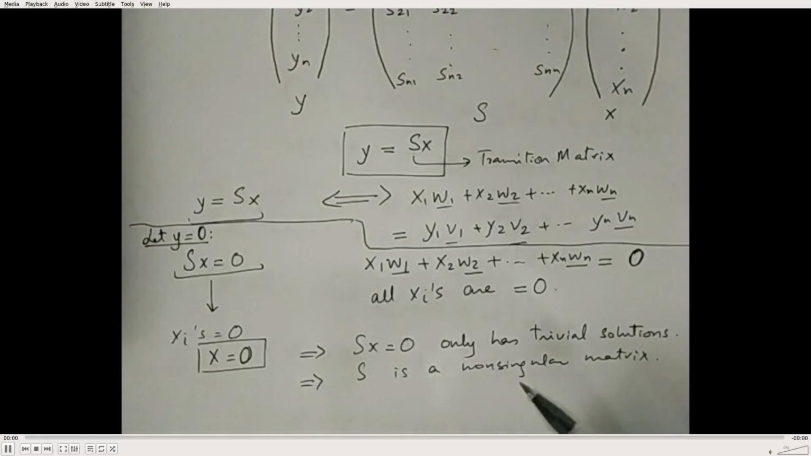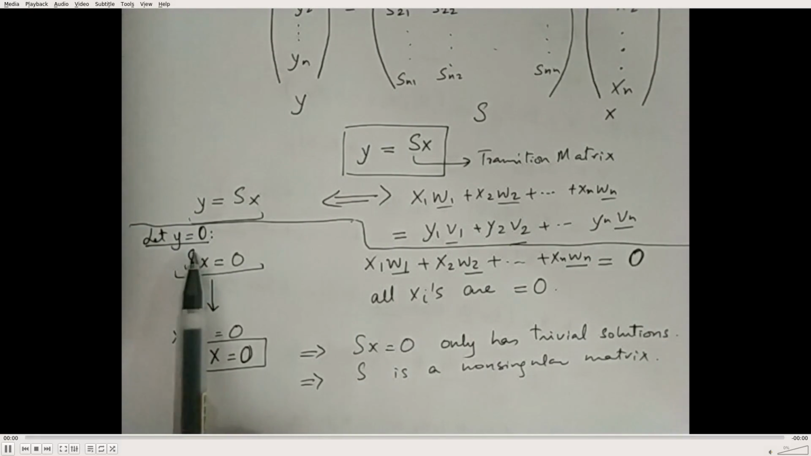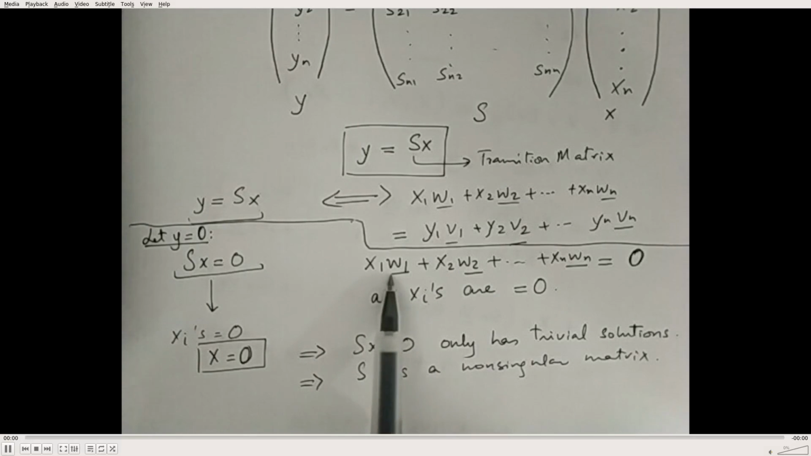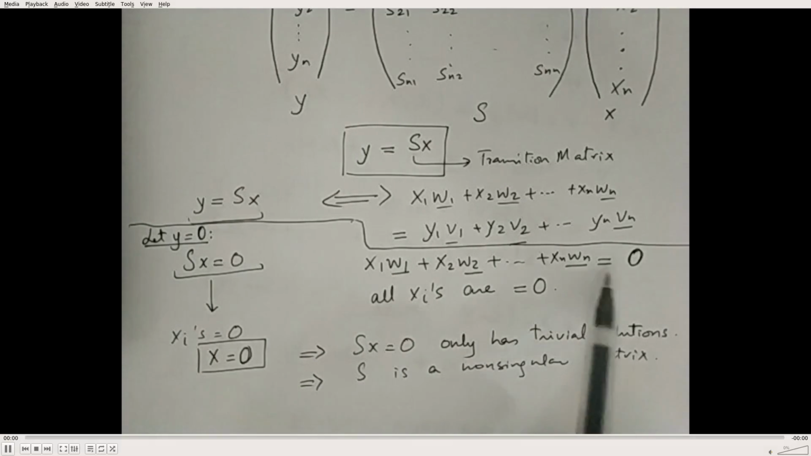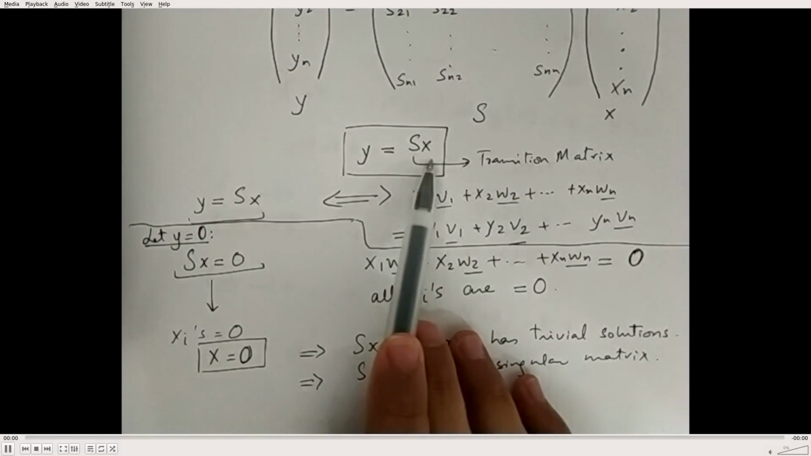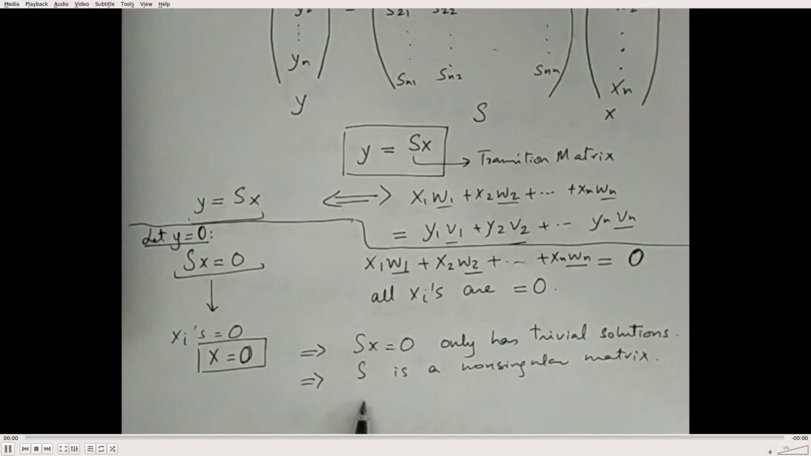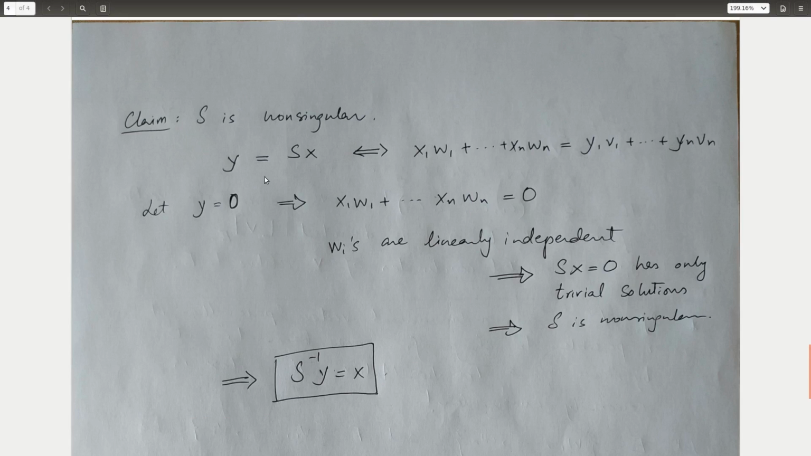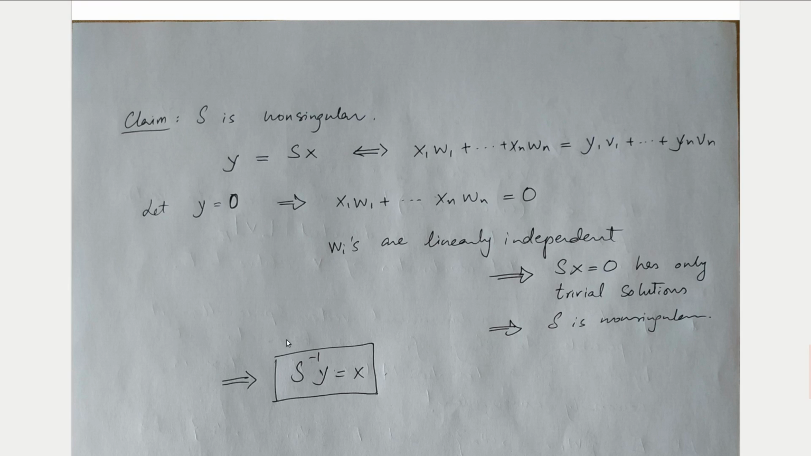So for both of these conditions, once you set y equal to 0, you see that because of the linear independence of wi's, you get all xi's to be 0, and therefore the homogeneous equation gets a trivial solution, and therefore you can conclude that S has to be a non-singular matrix. So if S is a transition matrix from coordinates x to coordinates y, S has to be a non-singular matrix. And that's this part of the proof.